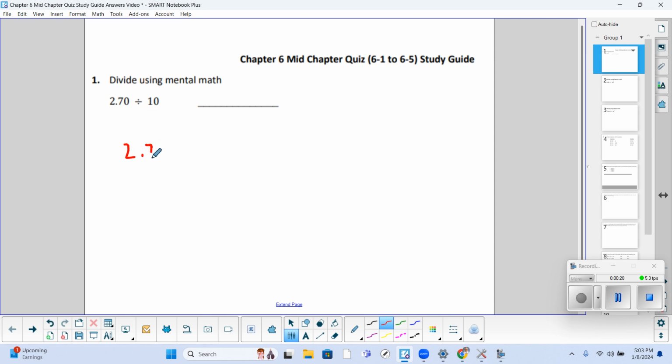So 2.70 divided by 10. That means the number is getting smaller. And because we're dividing by a power of 10, that means we move the decimal over one space, which would be right there. That's an ugly arrow. So this would be 0.270 or 27 hundredths. Either one of these is an acceptable answer.